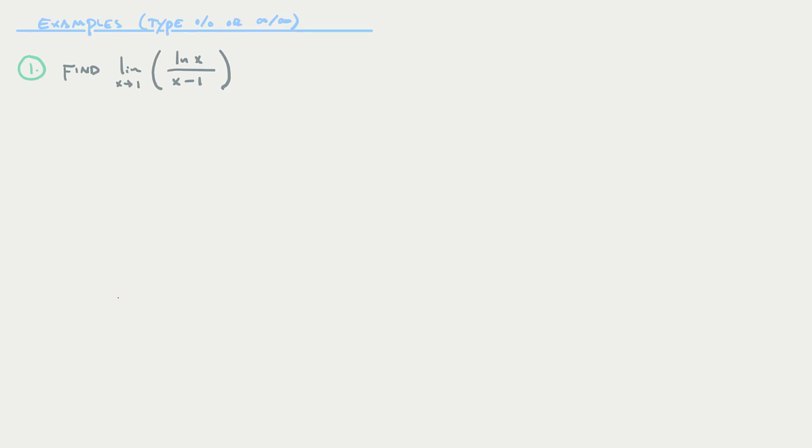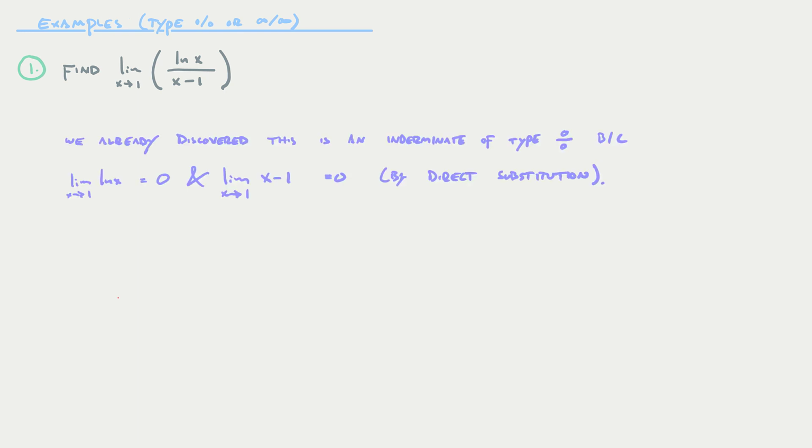All right, example number 1. We're going to find the limit as x approaches 1 of the natural log of x divided by x minus 1, right? This is the first thing that we looked at here. Well, first we have to verify that we do have an indeterminate form. The limit as x approaches 1 of the natural log of x is 0 by direct substitution, and the limit as x approaches 1 of x minus 1 is also 0 by direct substitution.